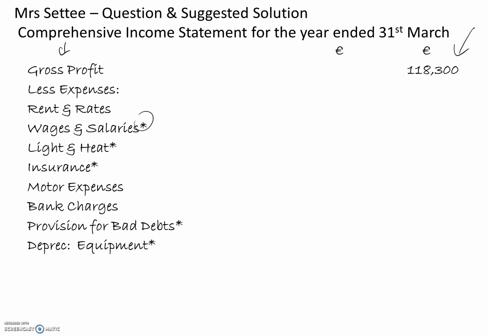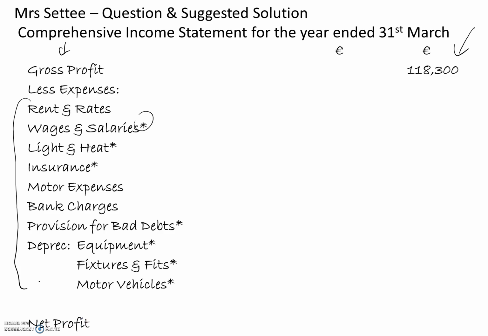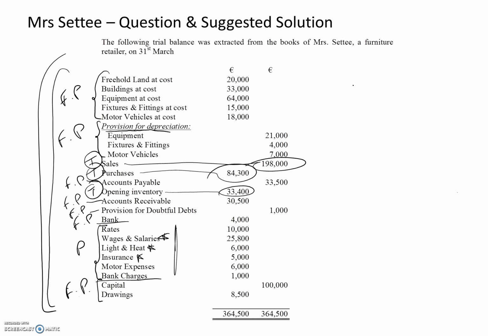And we have the depreciation on the equipment, the fixtures and fittings, and the motor vehicles. Now that is the listing of all the expenses. So when we've worked out all those expenses, we'll take them away from the gross profit and we get the net profit. So I'm going to list the expenses in this column here.